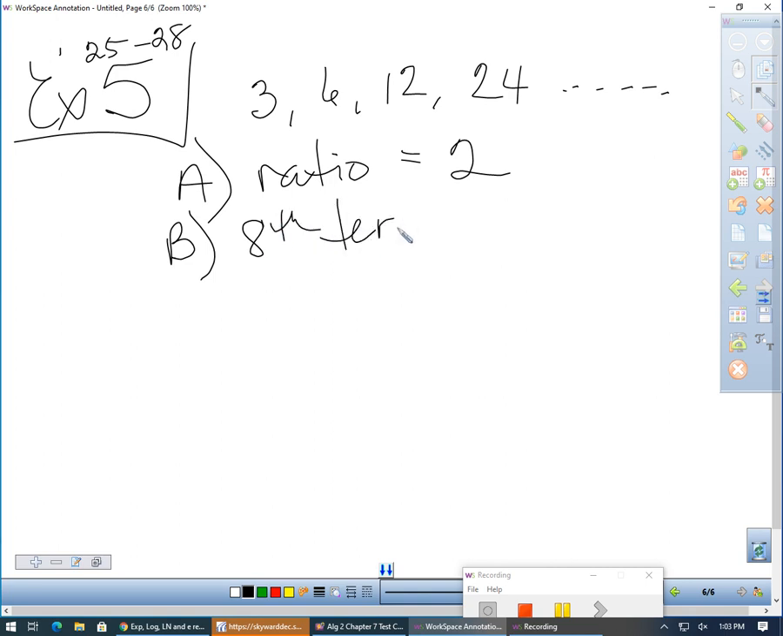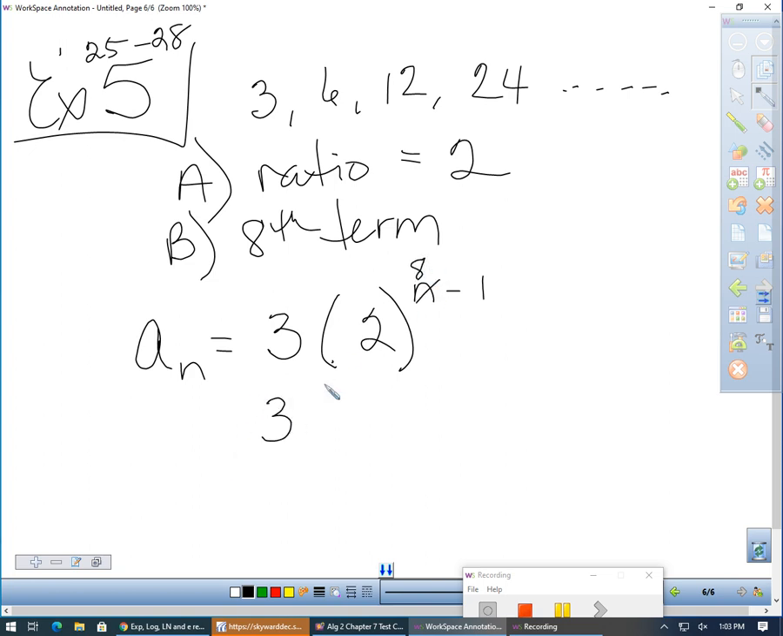Part B, I want to know what the 8th term is. Let's use the formula I gave you, which is technically the explicit formula. We have a sub n equals the first number, which is 3, times the ratio, which is 2, to the n minus 1. So I'm going to find the 8th one, putting 8 in for n. I want to know 3 times 2 to the 7th. You get that for me, Carly? 384. Thank you.